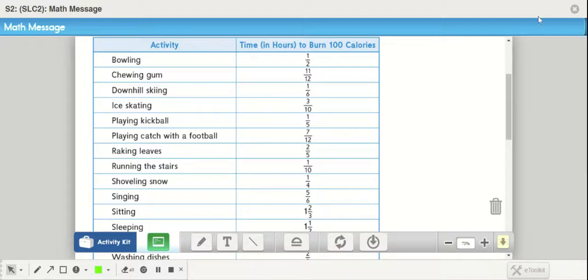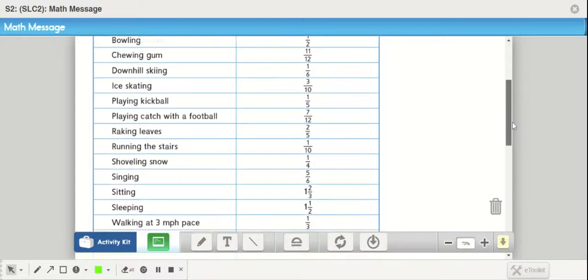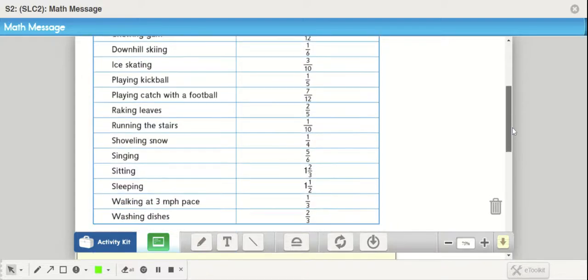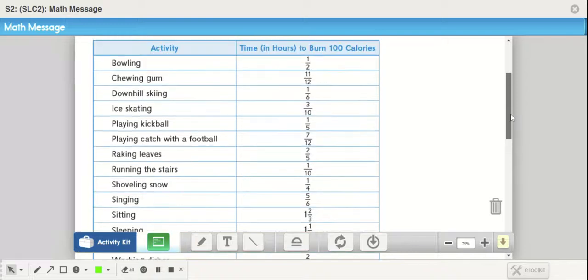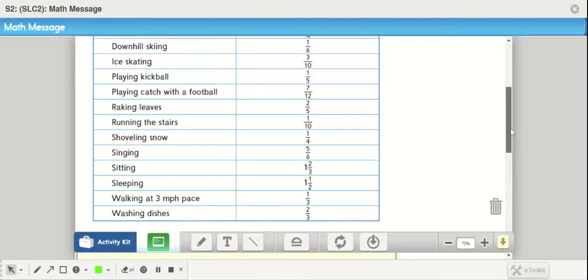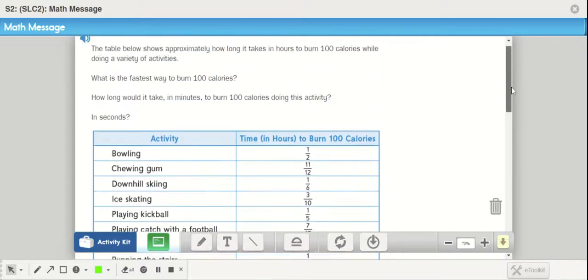The first one being bowling, chewing gum, downhill skiing. They could do ice skating, kickball, play catch with a football, rake leaves, run the stairs, shovel snow, sing, sit, sleep, walk, and wash dishes. So all of those things you will burn 100 calories over time, but they all give you different fractions to find out how long it would take.